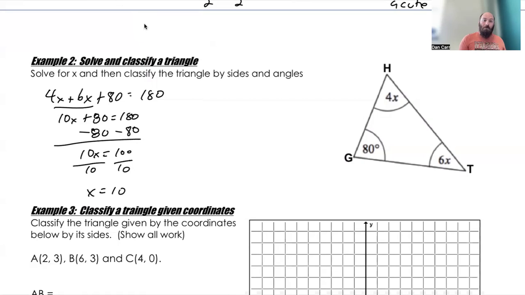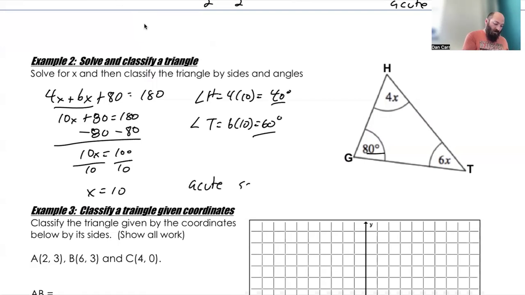So from there, I want to find each of these angles. So that means that angle H is equal to 4 times 10, giving me 40 degrees. Angle T is going to be 6 times 10, giving me 60 degrees. So we have 40, 60, and 80. They're all acute and they're all different. So that makes this an acute scalene triangle.